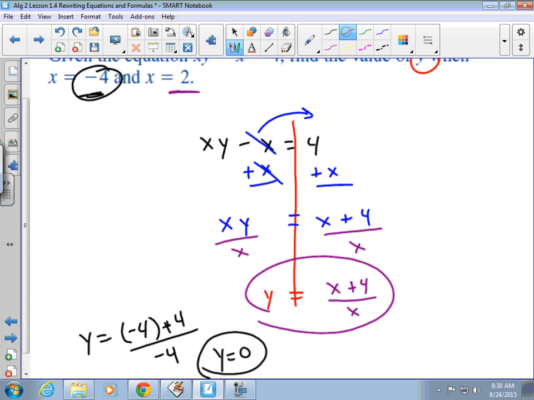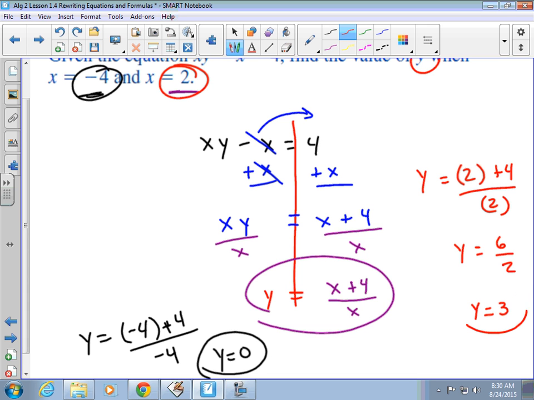The other one, we'll do it in red, is 2. So y equals, in place of x, 2 plus 4 over 2. 2 plus 4, y equals 6 over 2, y equals 3. And those are your two answers for that equation. And we'll go over the rest of 1.4 tomorrow.